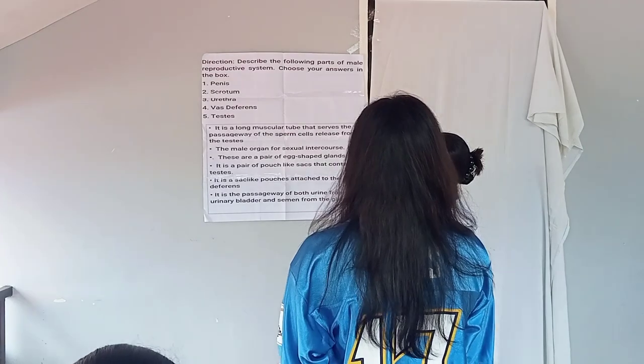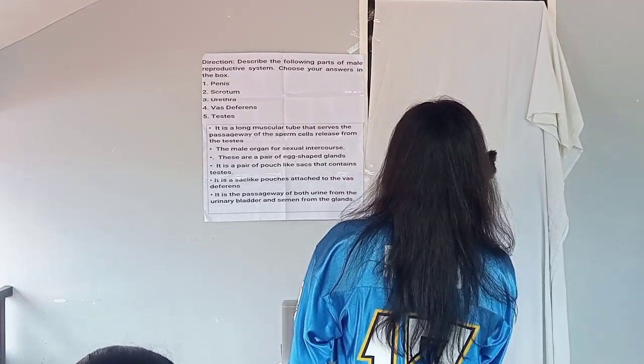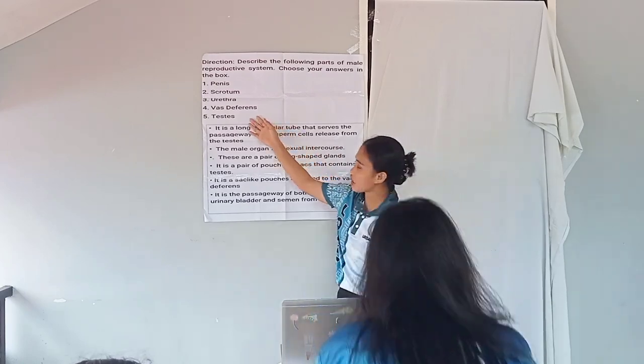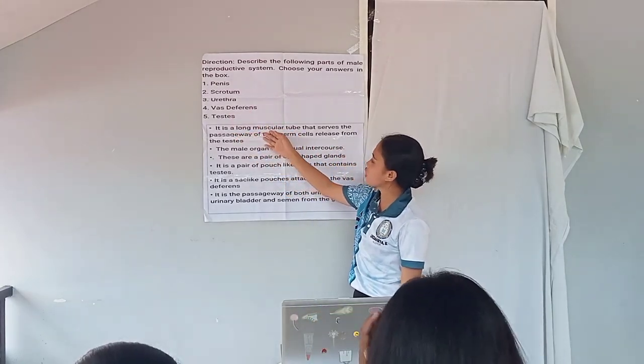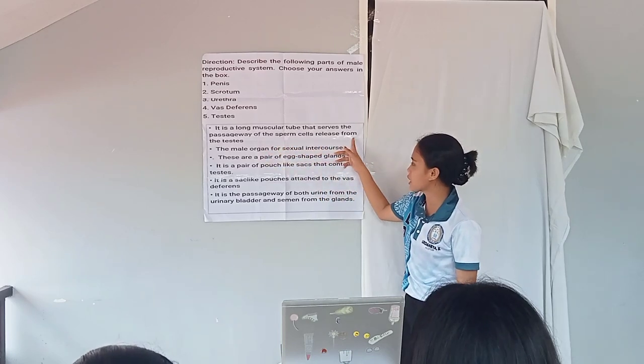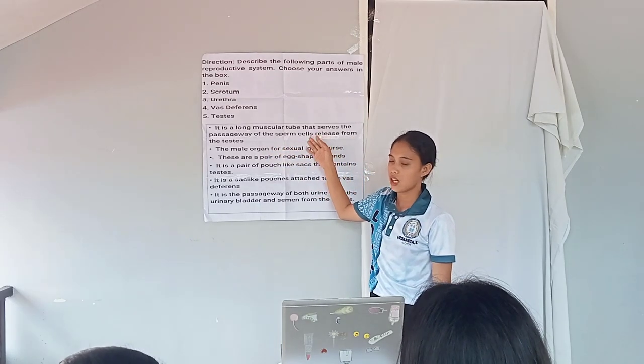Number four. Vas deferens. It is a long muscular tube that serves as the passageway of the sperm cells released from the testes. Okay, it is correct, class, that the vas deferens is a muscular tube that serves as the passageway of the sperm cell released from the testes. Correct? Yes. Okay, very good.